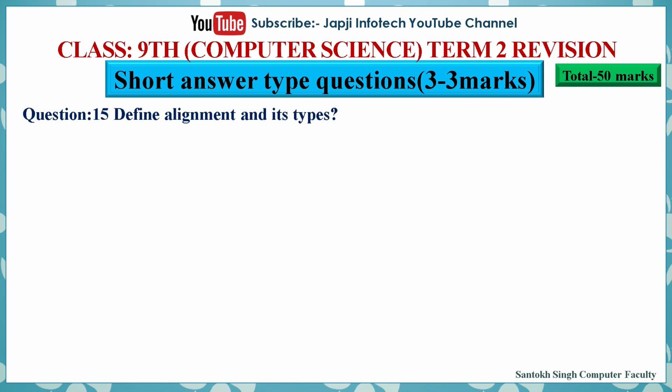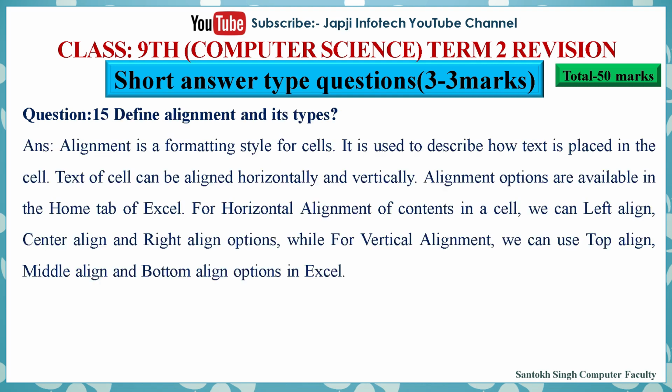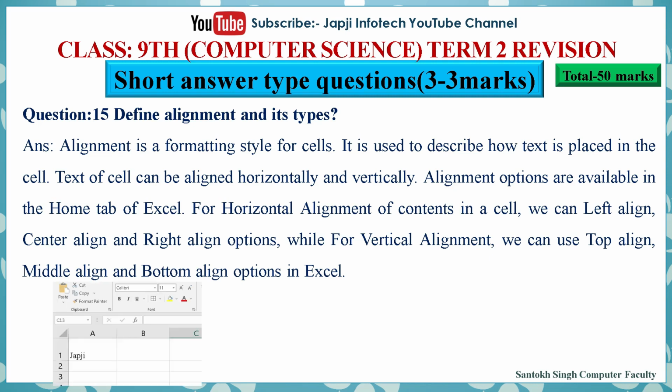And the 15th one is define alignment and its types. So alignment is a formatting style for a cell. It is used to describe how text is placed in the cell. Text of a cell can be aligned horizontally and vertically. Alignment options are available in the Home tab of Excel. For horizontal alignment of content in a cell, we can use left align, center align and right align options. While for vertical alignment, we can use top align, middle align and bottom align options in Excel.